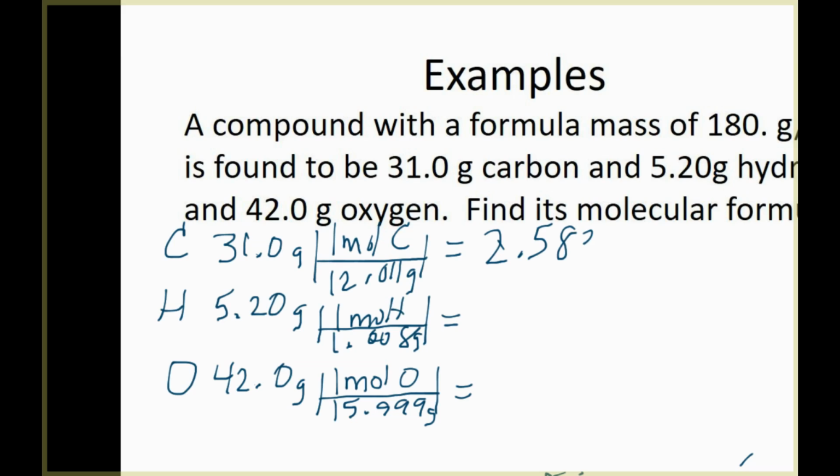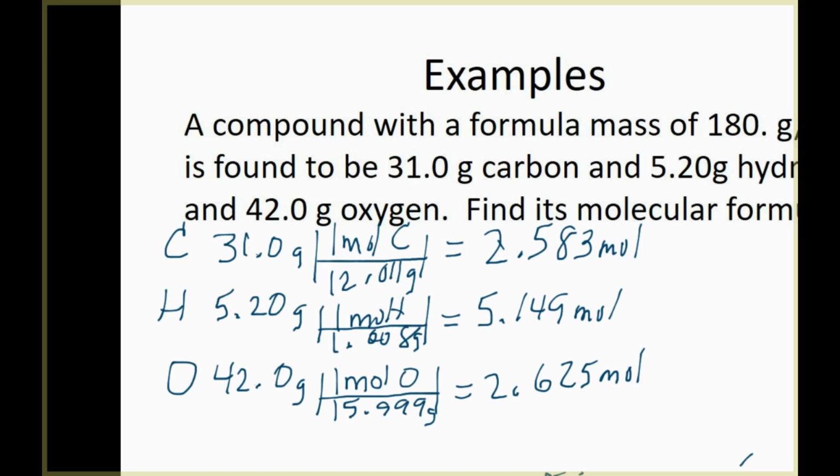2.5, don't round. That's how many moles of carbon. How many moles of hydrogen? How many moles of oxygen? Okay. So we can't leave it there.